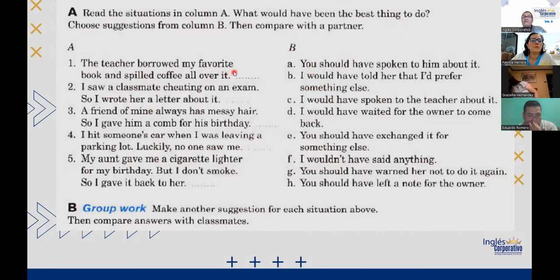The teacher borrowed my favorite book. Poor teacher. The teacher borrowed my favorite book and spilled coffee all over it. And then you start saying, you should have spoken to him about it. I would have told her that I prefer something else. I would have spoken to the teacher about it. What letter do you think is the best suggestion for situation number one? I think I would have spoken to the teacher about it.